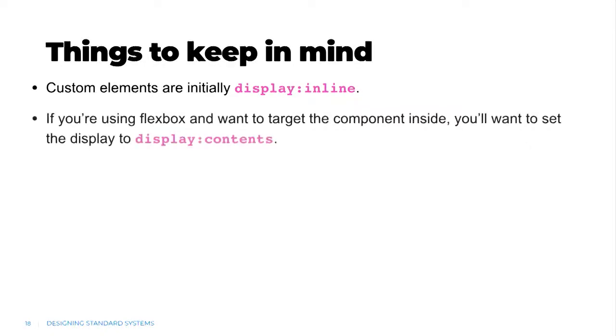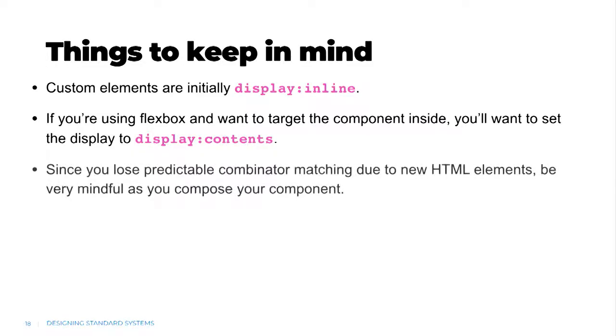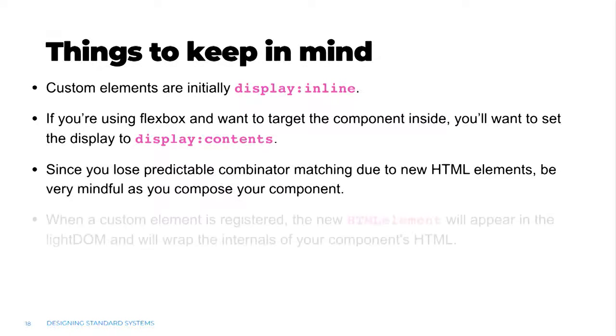However, if you're using Flexbox and you want to target the inside of your component as the children of your Flex parent outside, you'll want to set that display property to display contents. And all that does is essentially make the custom element invisible. It passes through, and it allows these children to see their parent and to interact as you would want them to. You will lose predictable combinator matching, so you need to be really mindful as you compose your components.